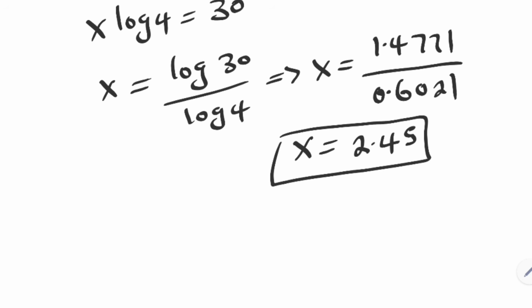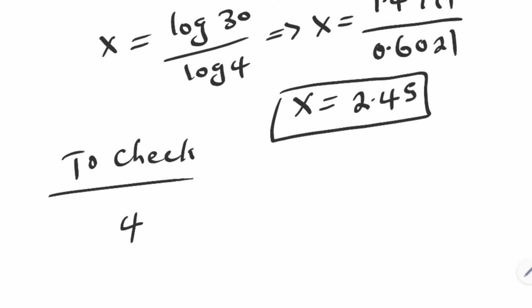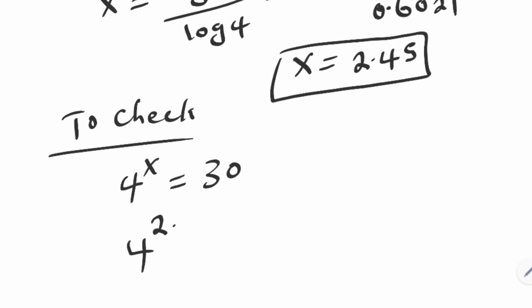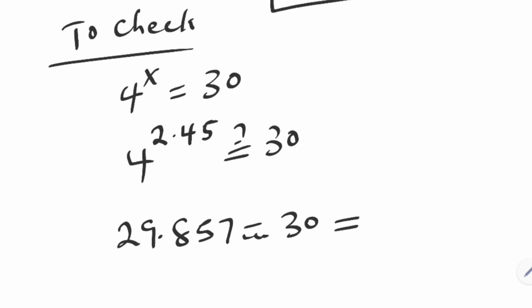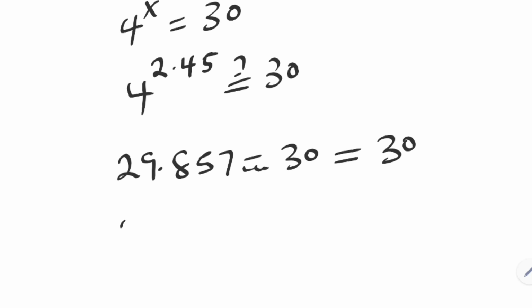Then to check, we have the given equation: 4 raised to power x is equal to 30. Then 4 raised to power 2.45 must be equal to 30. Now 4 raised to power 2.45, this is 29.857, which is approximately equal to 30, is equal to the right hand side 30. Therefore, the left hand side 30 is equal to the right hand side 30, which is true.